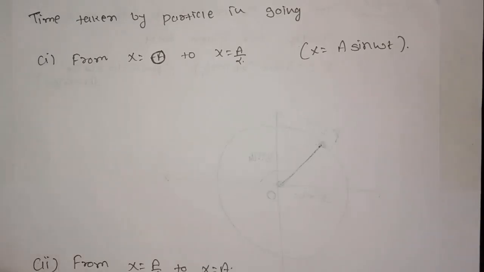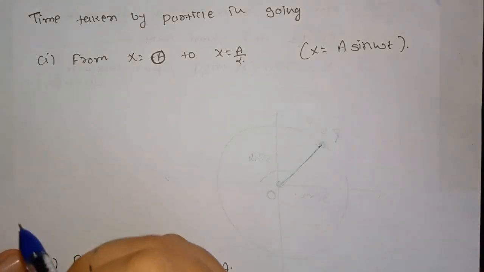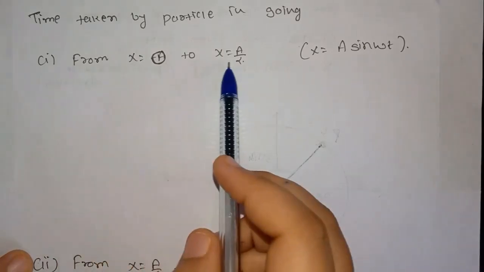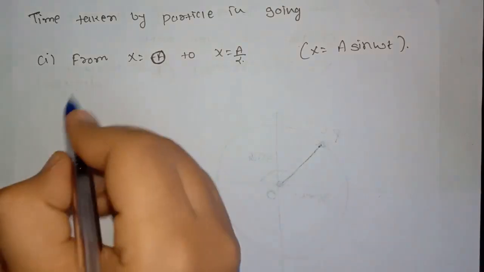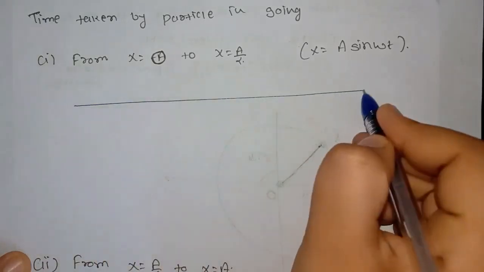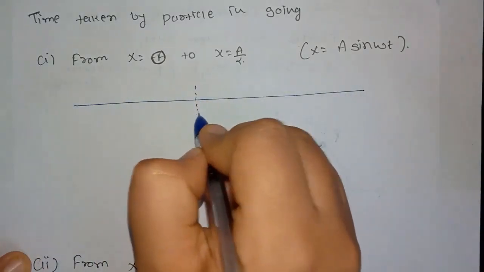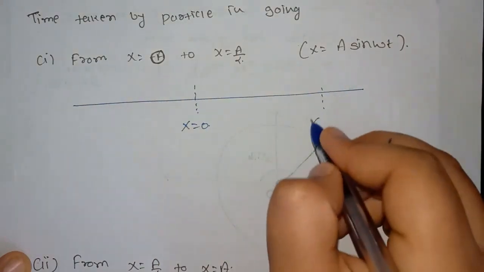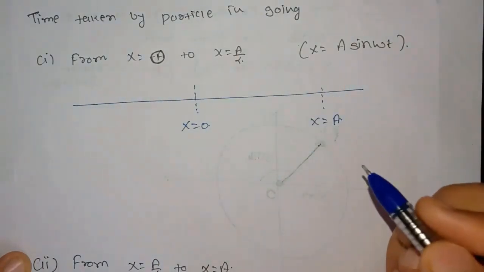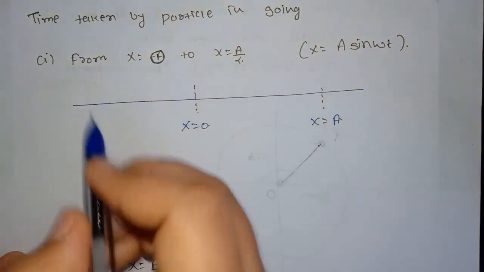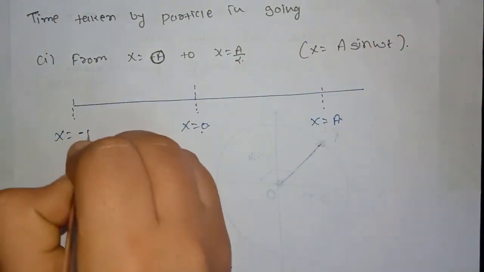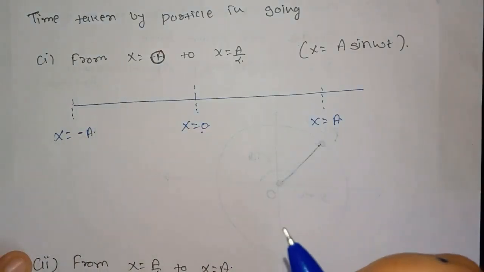Now, for a particle executing SHM, let us find the time taken by it to move from x equals 0 to x equals A by 2. First, let us consider the situation. Let's say this is the mean position, x equals 0. This is one extreme position, x equals capital A. And the opposite extreme position, x equals minus A.